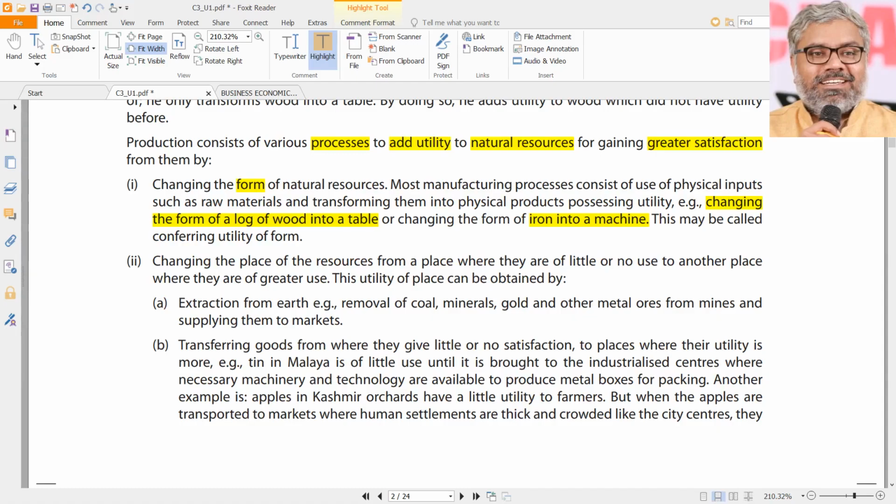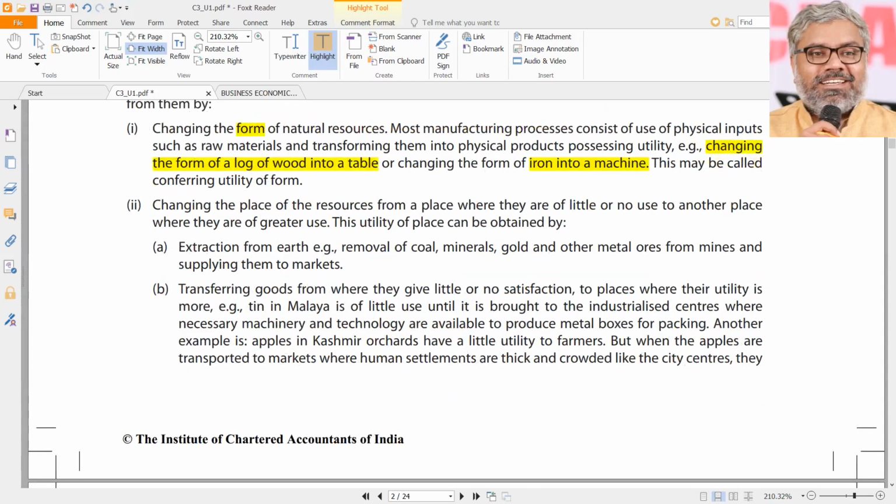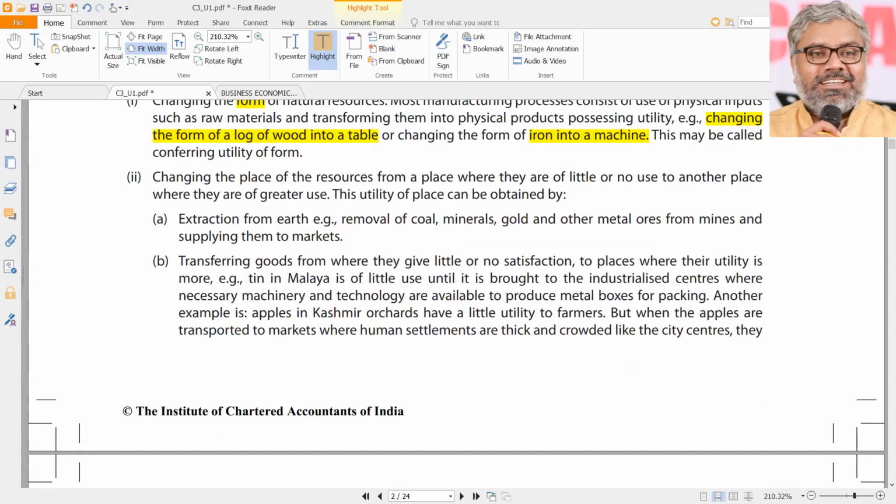It has changed the way iron ore looks. Iron looks different, the shape is not the same, the characteristics are not necessarily the same, the color is not the same. There are a lot of changes. That's what happens. It creates form utility. It means the physical characteristics change, and it creates better satisfaction, better utility to the user, we can say. That's what form utility created by the production process is.